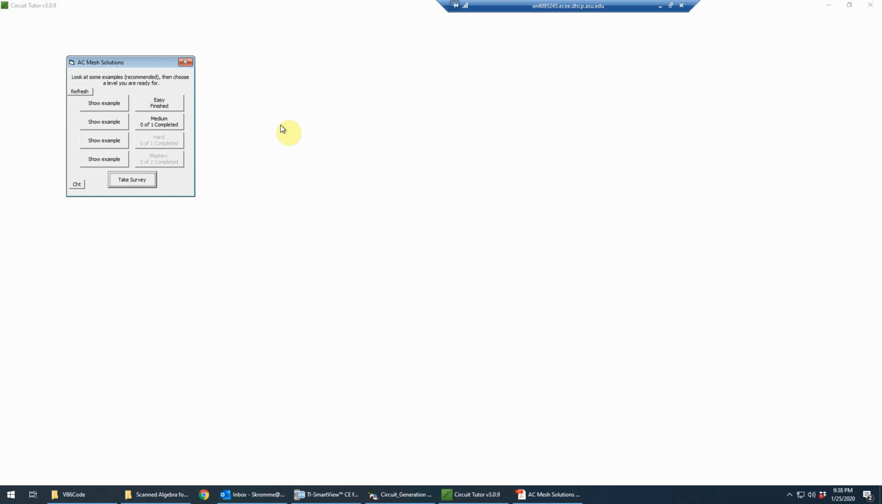This is an example of an AC mesh solutions problem in Circuit Tutor at level 2, or the medium level. As always, we do have examples available at various levels of difficulty, and it would be a good idea to view some of those to give you a better idea how to work the problems. So we're going to go straight into a level 2 problem.